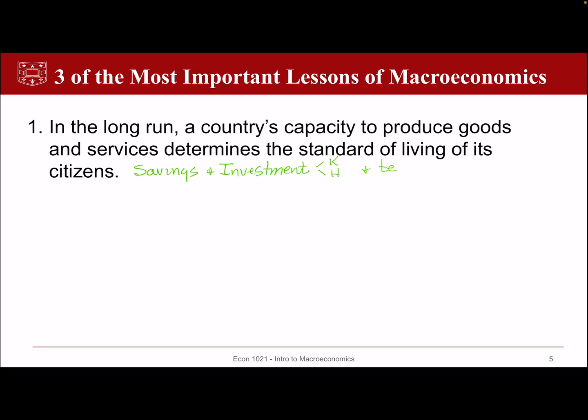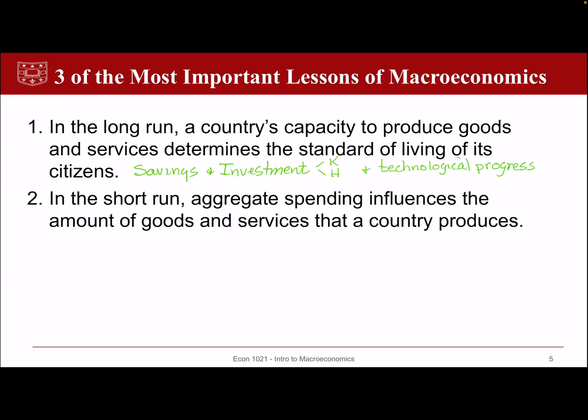And we talked about the important role of technological progress, and again, the ways in which government can assist in enhancing the level of innovation that happens in an economy. In the short run, the second big lesson is that aggregate spending influences the amount of goods and services that an economy produces.